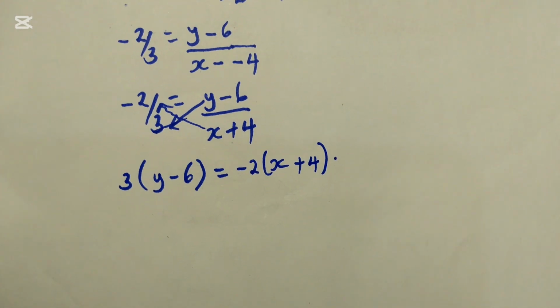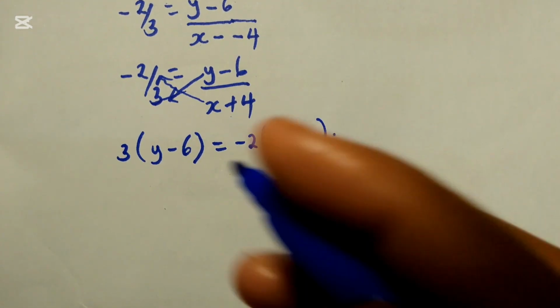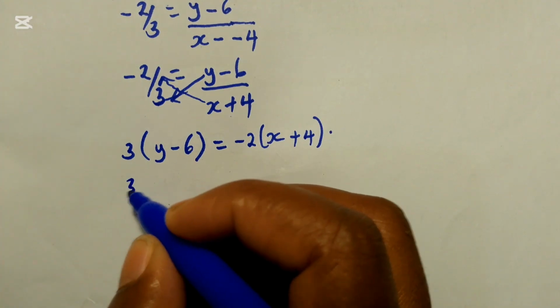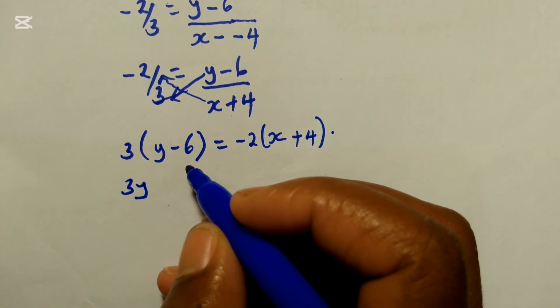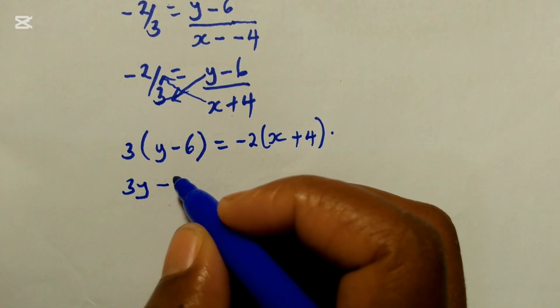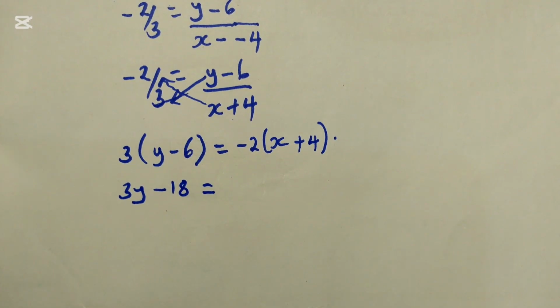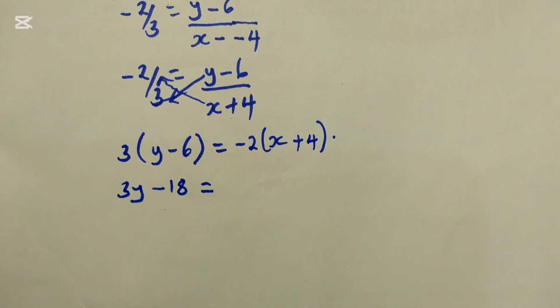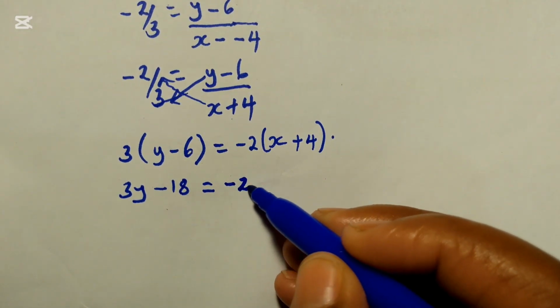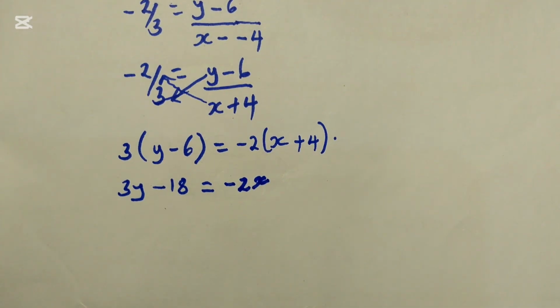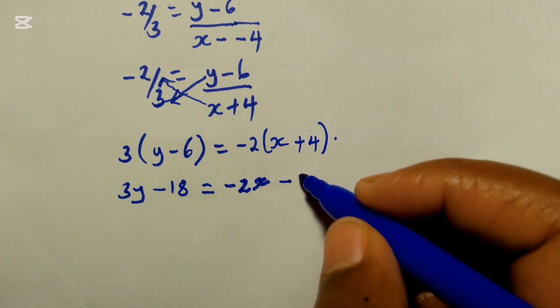Yes, see it, right? So let us open the brackets. We'll have 3 times y, which is 3y. 3 times negative 6, we'll have negative 18, is equal to negative 2 times x, negative 2x, and then negative 2 times positive 4. A negative integer times a positive integer should give us a negative integer. So this will be minus 8.